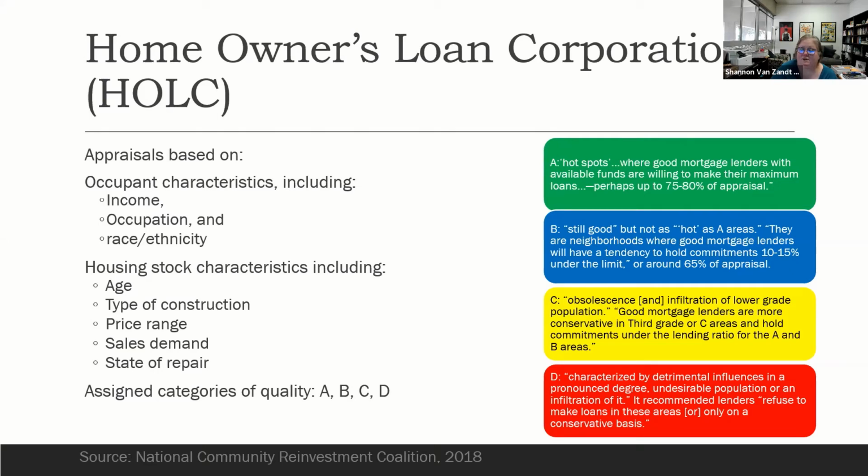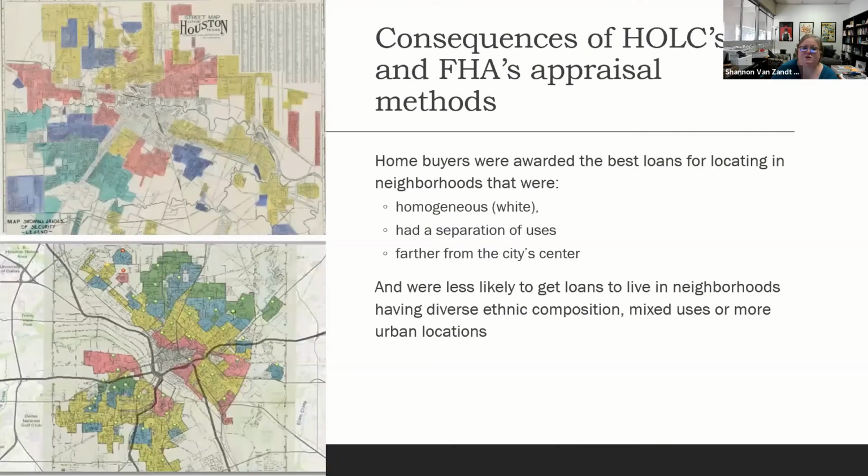And in those areas, lenders were supposed to make fewer loans, if at all, and more expensive loans. So home buyers were awarded the best loans for locating in neighborhoods that were white, that had a separation of uses, that were further from the city's center. And people who wanted to purchase homes in other areas were less likely to get loans to live in neighborhoods that had diverse ethnic composition, mixed uses, or urban locations.